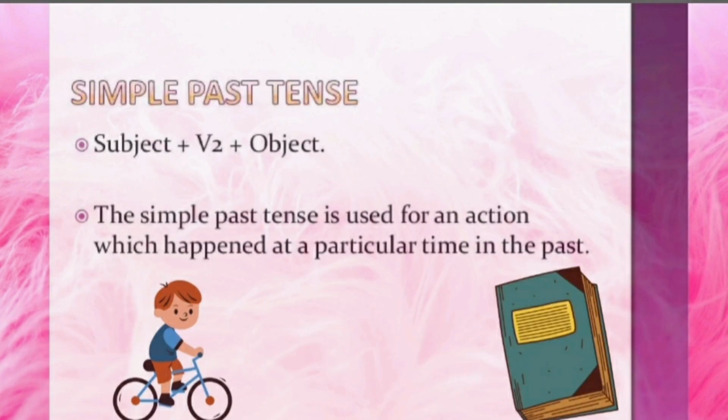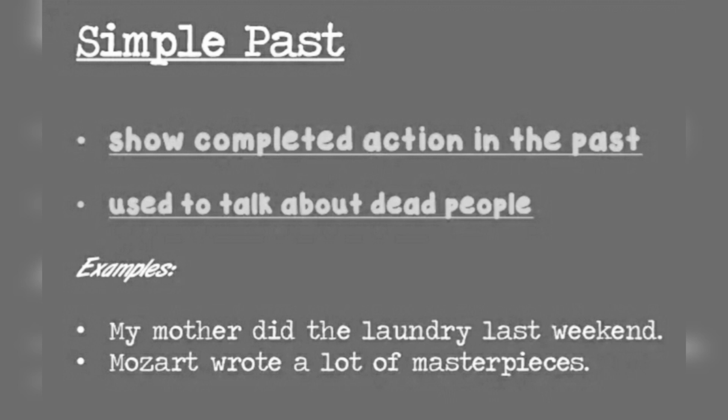Moving on to the next tense, that is past tense. The simple past tense is used for an action which happened at a particular time in the past. For examples, my mother did the laundry last weekend. Mozart wrote a lot of masterpieces.